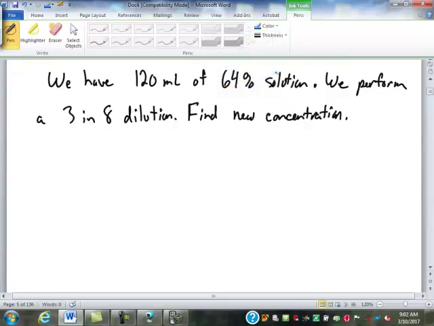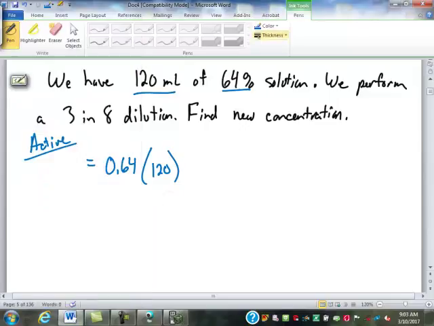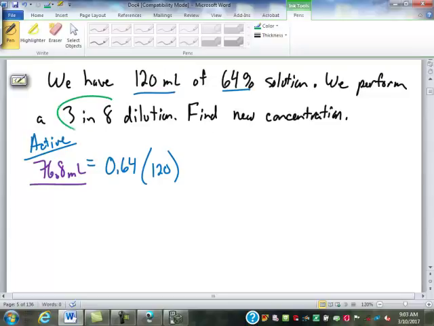So once again, we're going to have to find our total active ingredient here, or serum in other words, and that's going to be the concentration of the original solution times its volume. 0.64 times 120, which is 76.8 milliliters of that active ingredient. So in this case, the 3 in 8 dilution is helping us figure out what our new total volume is.